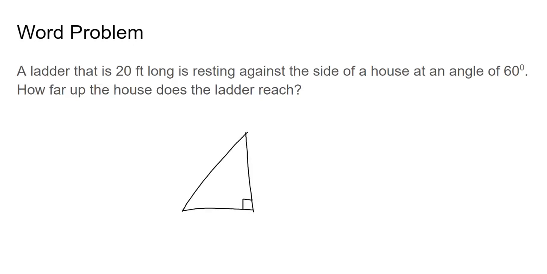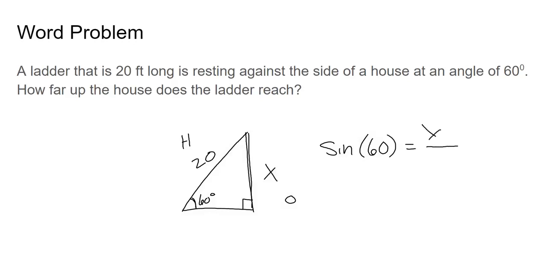Okay. In this case, the ladder is what's resting at an angle. So I know this is my ladder. The angle is 60 degrees. And I want to know how far up the house, so that's going to be my x. In this case, I have my opposite and hypotenuse. So I know I'm going to be using sine. My angle is 60. Opposite over hypotenuse will be x over 20.